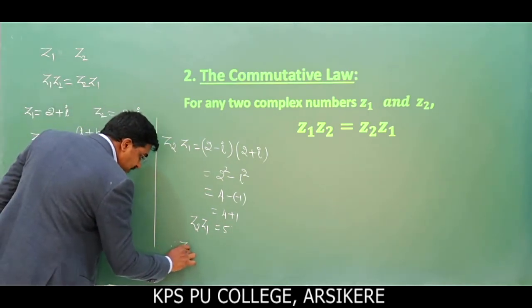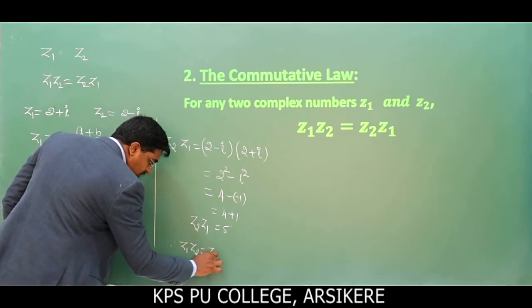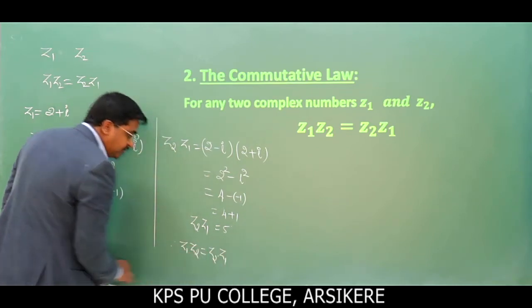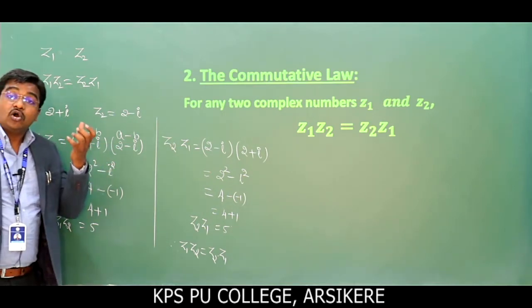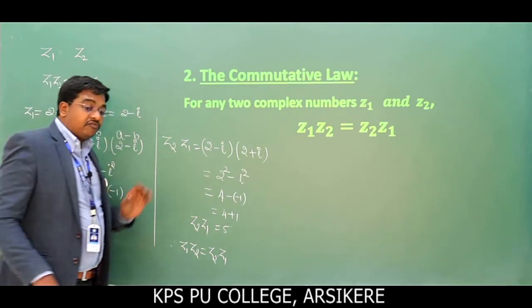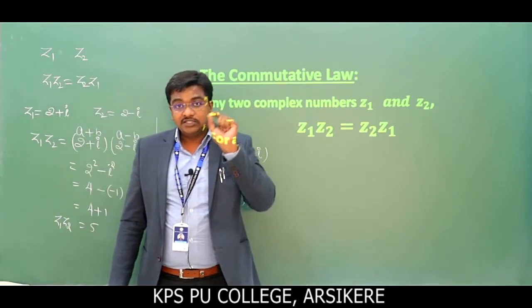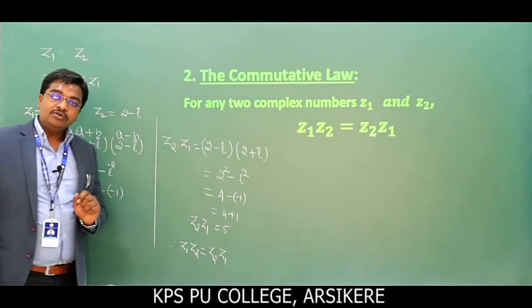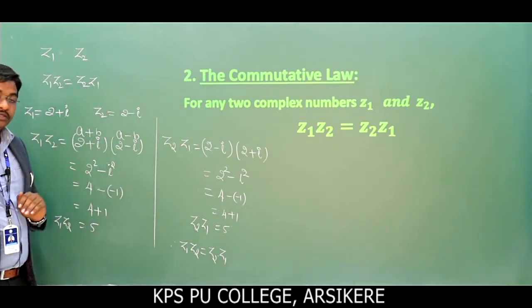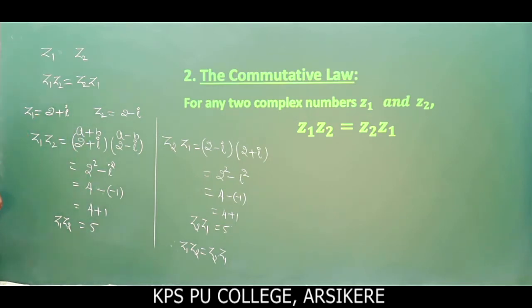Therefore z1 into z2 is equal to z2 into z1, which holds for all complex numbers. If we take any two complex numbers, it satisfies the commutative law. It states that for any two complex numbers z1 and z2, z1 into z2 is equal to z2 into z1. This is the case. Take a pause and note down all the things I have written here.